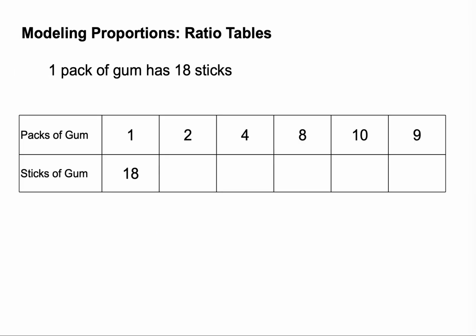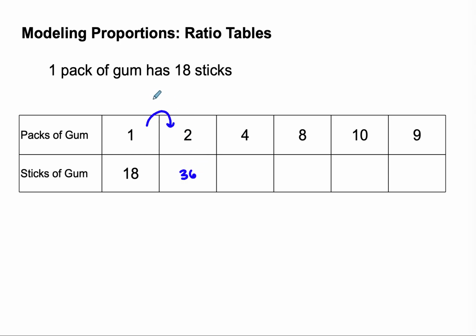All right, let's use a ratio table for this problem. So we're using a ratio table to help us think about this proportional situation. 1 pack of gum has 18 sticks. So we're going to fill out this table to show how many sticks of gum in different amounts of packs. So 1 pack is 18, 2 packs is 36.